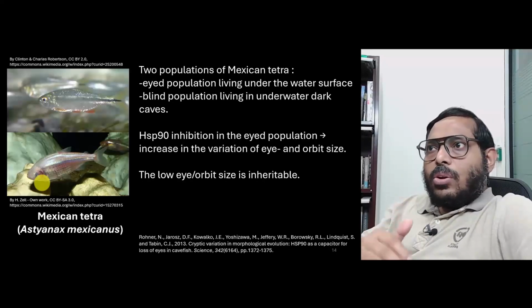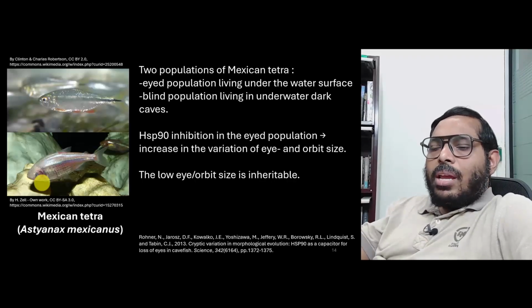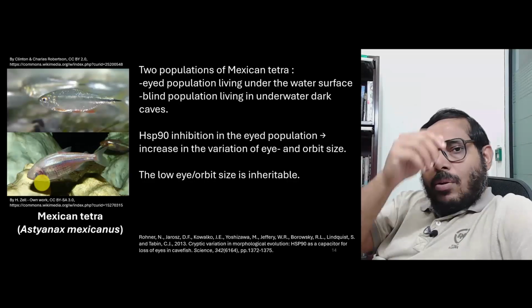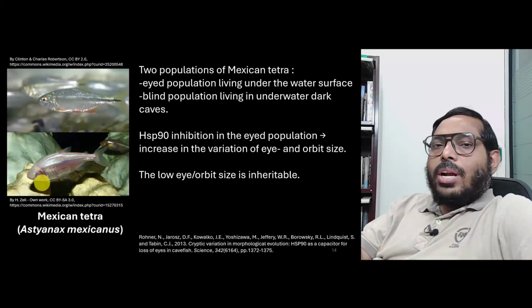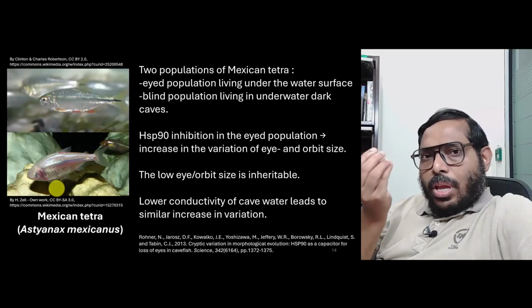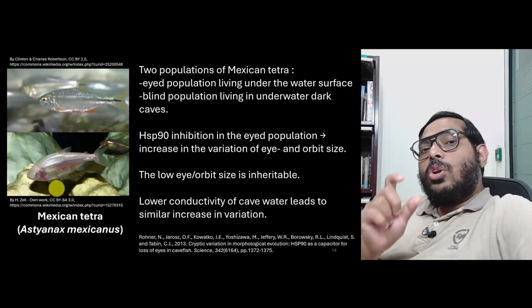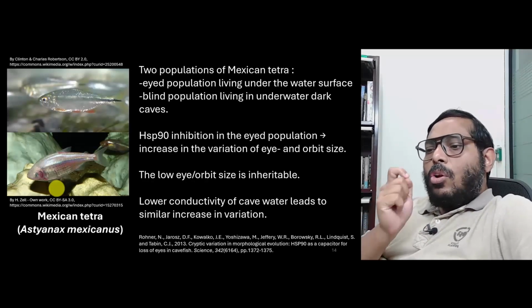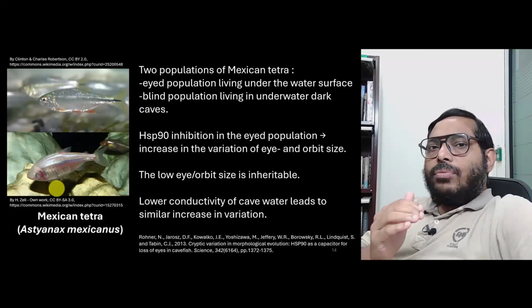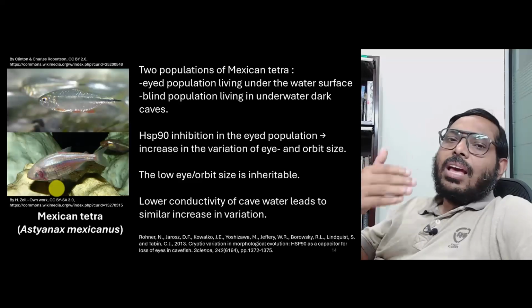Now the question is: okay, this is happening in the lab when you are putting them under radicicol. Why and how does that explain why these guys are losing their eyes under natural conditions? What Rohner et al. showed was that if you look at the water in the underground caves, those waters typically have much lower conductivity, and this lower conductivity kind of acts like a stress, because of which it actually ends up inhibiting or mimicking the effect of radicicol.